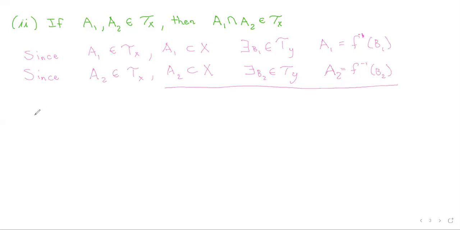The union would be in tau X, because if they're already in X, then combining them would still be within X. And so because of that, there should be a Y, an open set in Y. That gives us that.